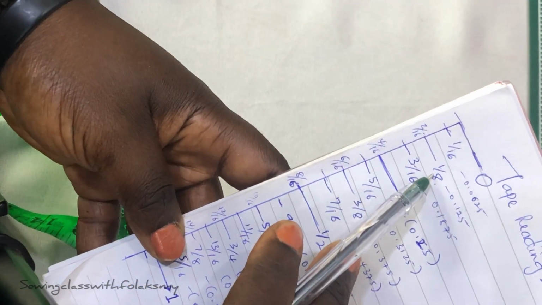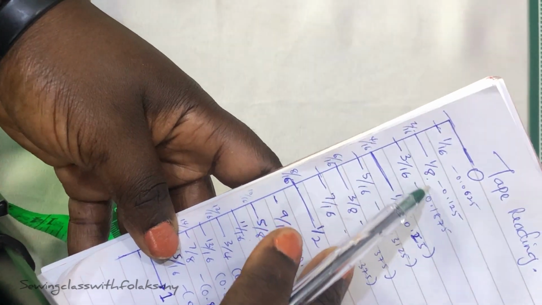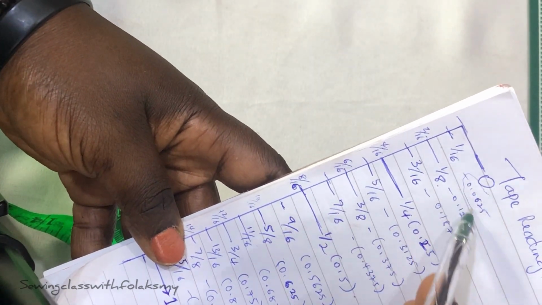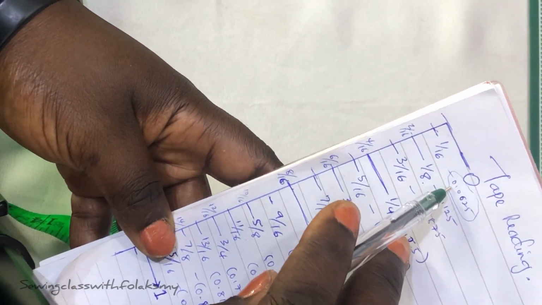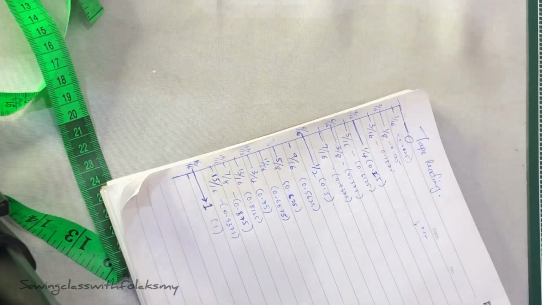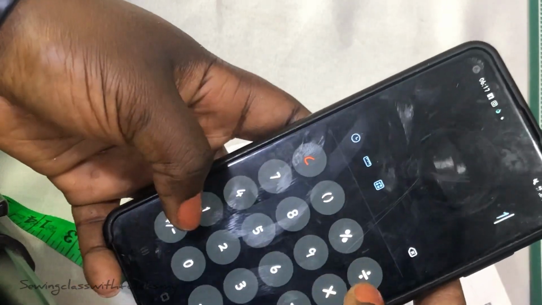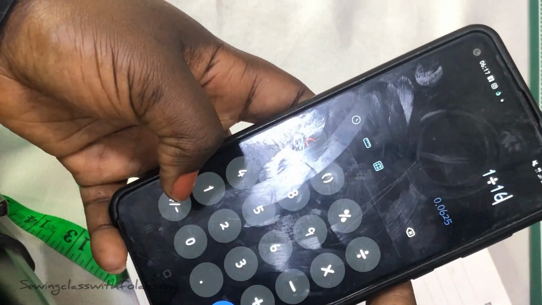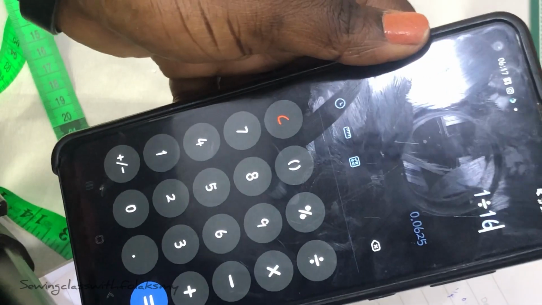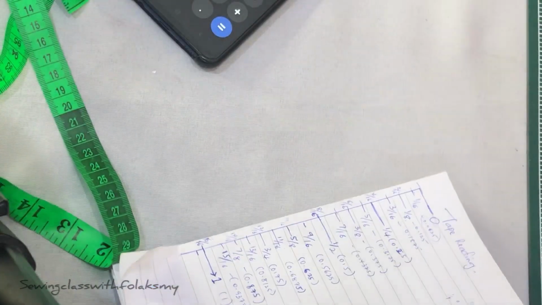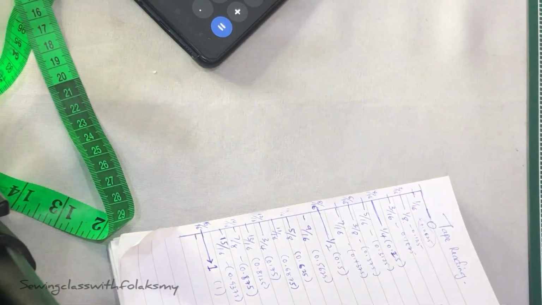Then, of course, after you divide it into 1/8, this is what will be useful to you. That is what I had to do. I know you understand this. Let me show you my calculator. See that 1/16? That is what gave me 0.0625. Do you see it here? 0.0625. Okay, so it is going to really help us.